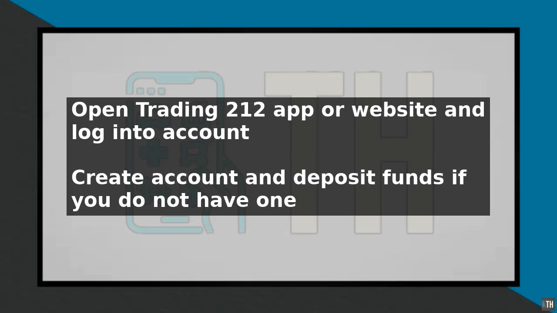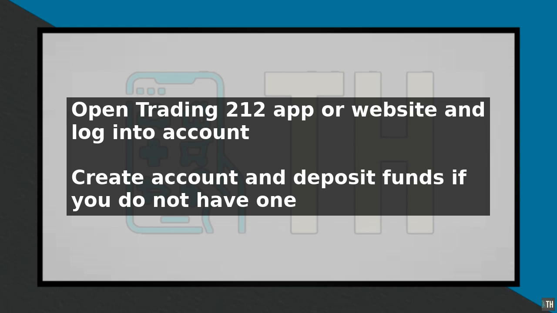To buy an ETF on Trading 212, start by opening the Trading 212 app or website and logging into your account. If you do not have an account, you will need to create one and deposit funds before proceeding. Once logged in, click on the search bar at the top of the screen and type in the name or ticker symbol of the ETF you wish to buy.